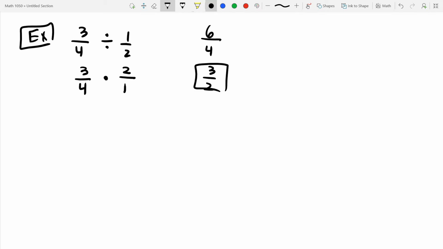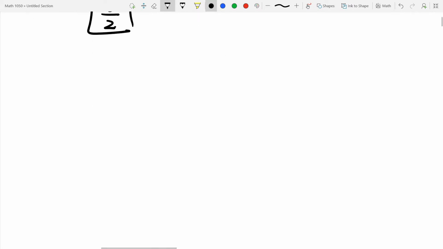Well, that seems really simple. Well, that's because it's easy to reduce 6/4. But what if it was something really big, like 122 over 416? Well, that's not fun. So it's easier, in my opinion, if you reduce before you multiply. So I know 2 goes into 2 once, 2 goes into 4 2 times. The 3 is not going to reduce with anything. So on the top, 3 times 1 is a 3. On the bottom, 2 times 1 is a 2. And that's my answer.